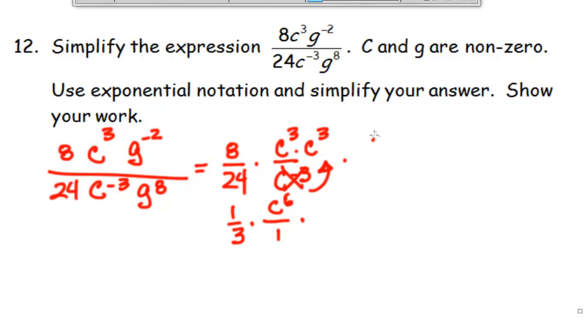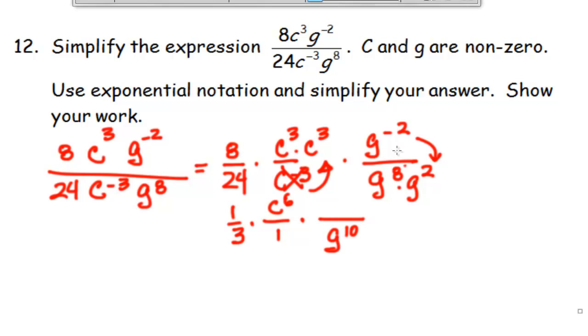Now let's look at g to the negative 2 over g to the 8th. Well, this g to the negative 2, this negative 2 has to be positive, so it's going to come down to the denominator. So g to the positive 2, g to the 8th times g to the positive 2 gives me g to the 10th. And then remember, we always have a 1 when we need it.